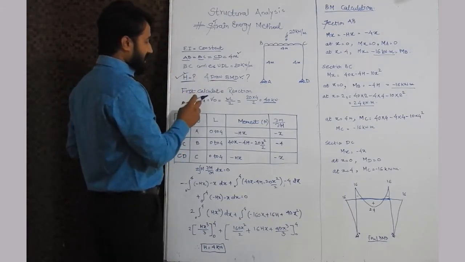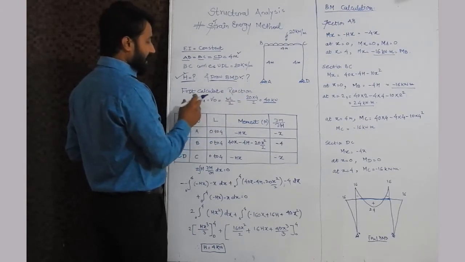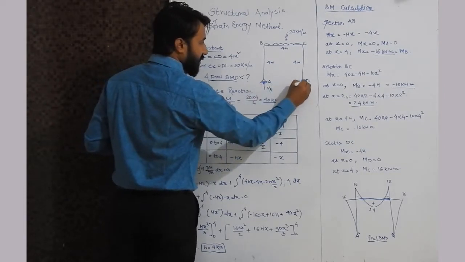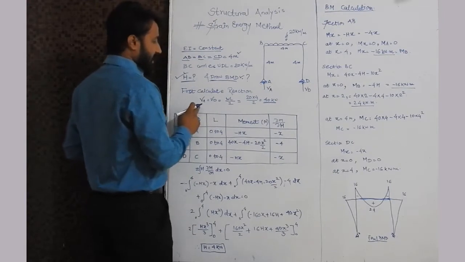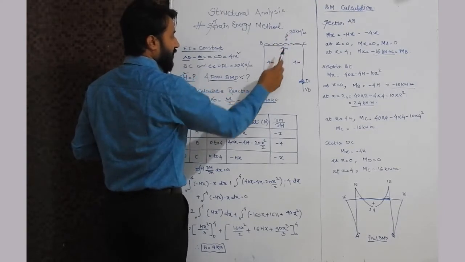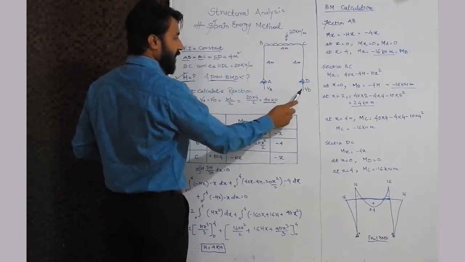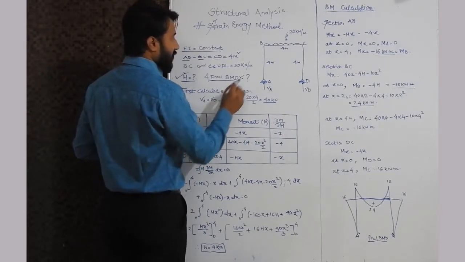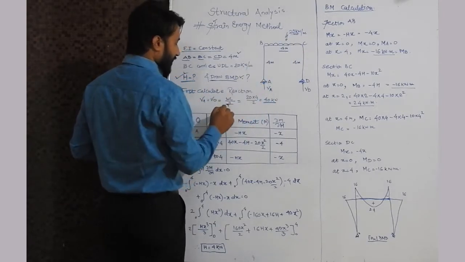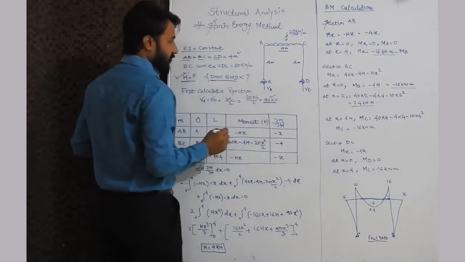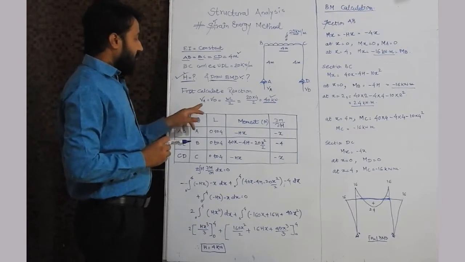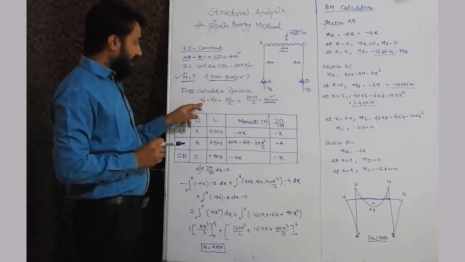So the very first calculation is to calculate the reactions. The reaction at A is VA, and the reaction at D is VD. These two reactions we have to calculate. As the load is symmetrical, the total load will be divided into two, and that will be the reaction at A and at D. Total load is W into L, so 20 kN per meter over the span of 4 meters, W into L divided by 2. So we get VA as 40 kN and VD as 40 kN. These are the reactions at A and at D.